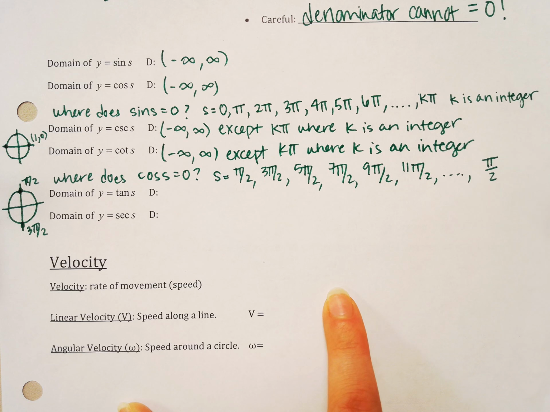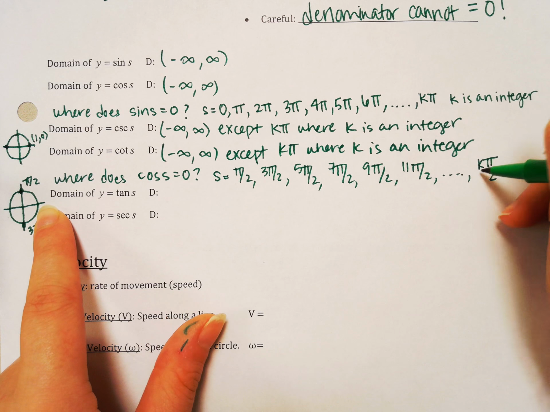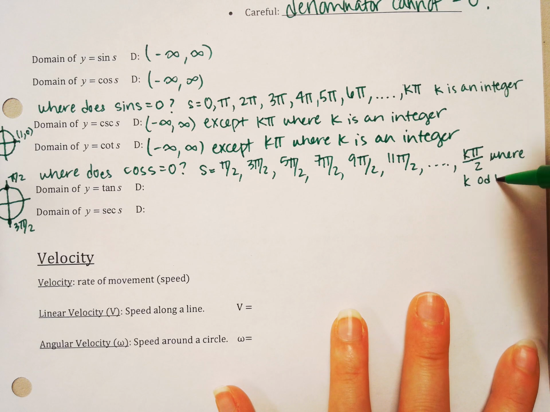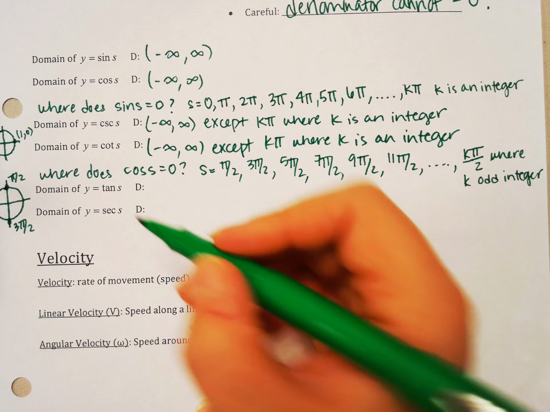But it's not just pi over 2, because that would be like 1, 2, 3, 4 pi over 2 is really 2 pi. So for our k pi over 2, k has to be an odd integer. It's all our combinations and all of our patterns of odd integers of pi over 2. So 1, 3, 5, 7, 9, 11, or -1, -3, -5, -7, -9, -11, and so on and so forth. So that's what our domain is.